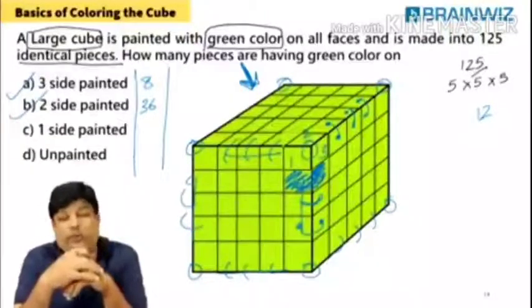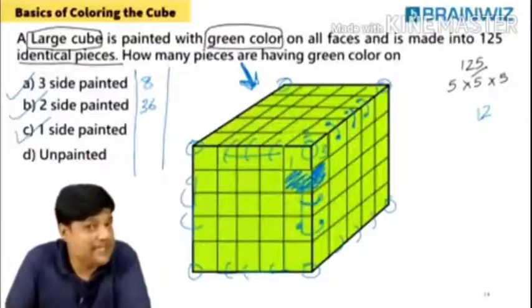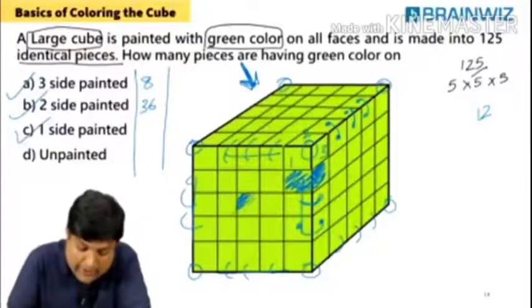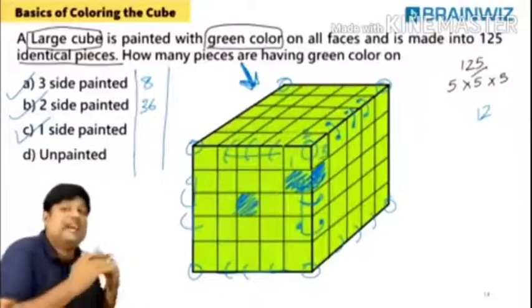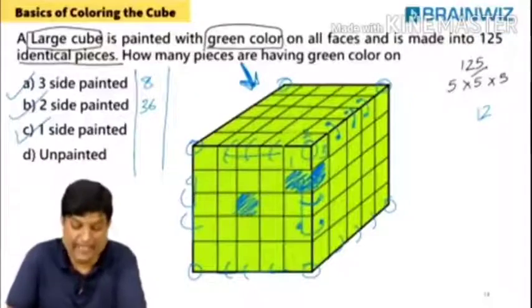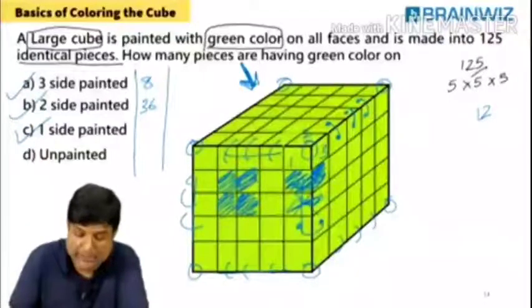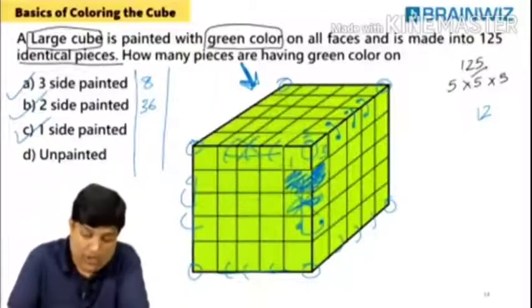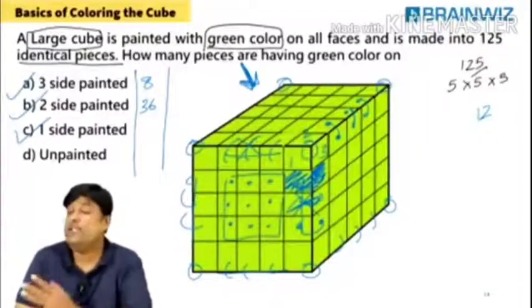Now, let's try to move forward. Where is one side painted? One side painted, okay? Do you think this is one side painted and inside it's not painted? Only the front side is colored, but inside it's uncolored. One side painted, one side painted, one side painted. This is two side painted, two side painted. So, one side painted, how many are you finding in the front? 9 pieces.